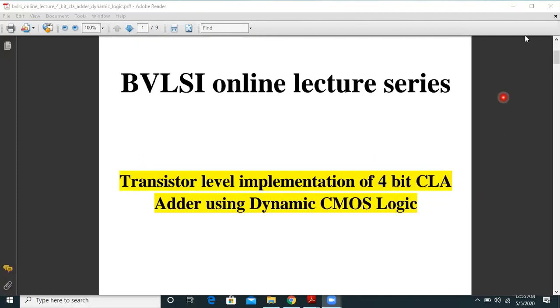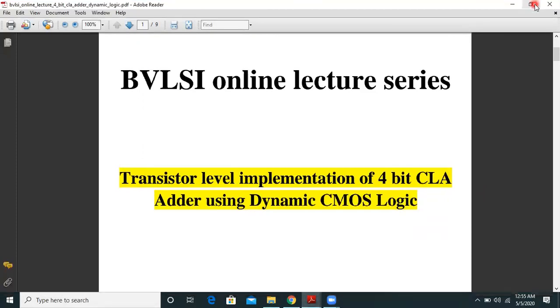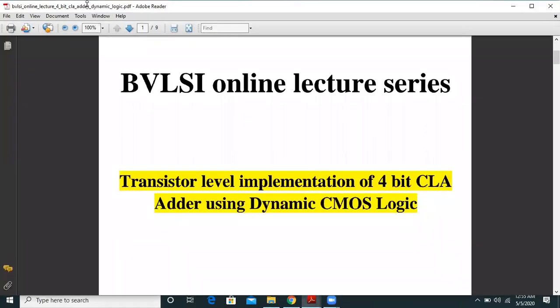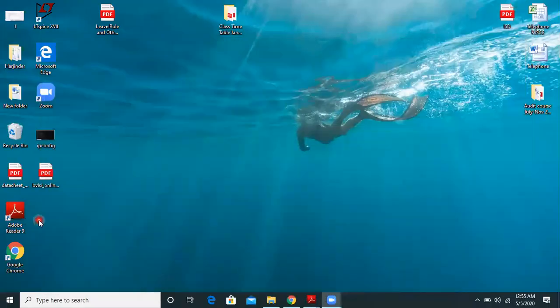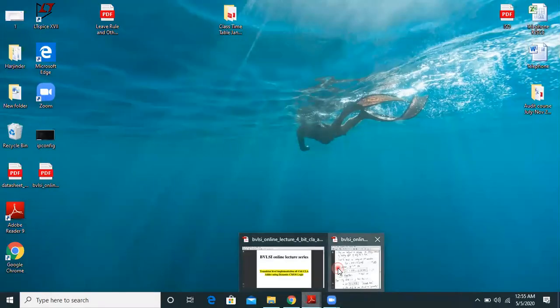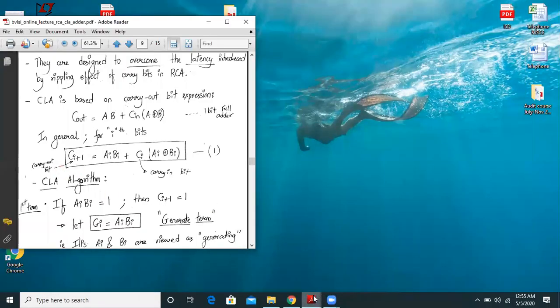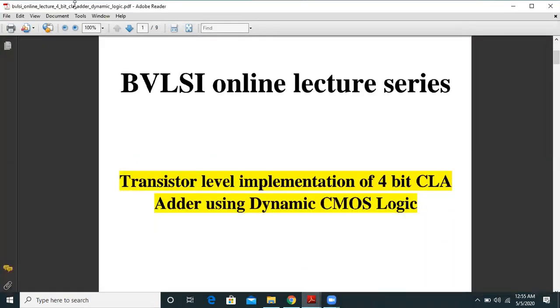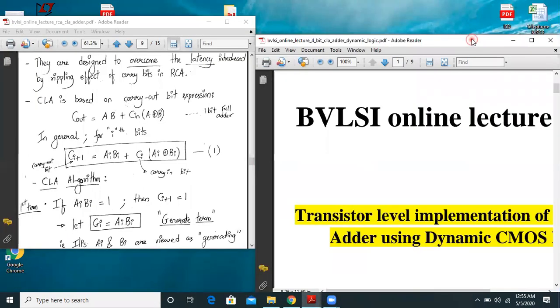So let us begin with the topic. Before that, why don't we quickly refer to the CLA equations? Let me just open up this also so that we have both the screens together.